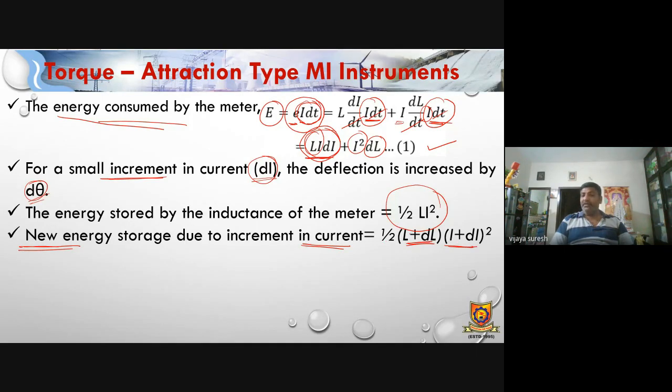So half into, instead of L we are using L plus dL. Here dL is the variation and L is the initial value. I is the initial current and di is the change in current. So the same expression, half L I square, becomes the new value: half into L plus dL into I plus di whole square. We are simply substituting L plus dL in place of L, and I plus di in place of I. Of course, the square is there as usual.